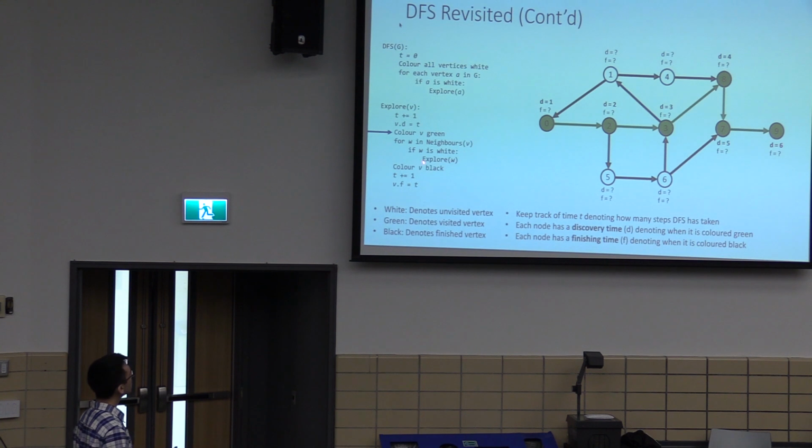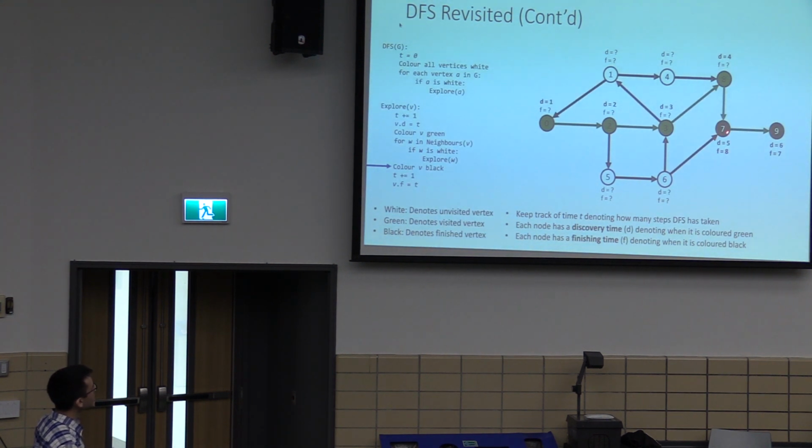Now, in this loop, after we reached 9, we colored it green. We look at all the neighbors of 9, but if you look, there are no neighbors at all, so we are done with this for loop. We reach the part of the code where we color it black. So now it's colored black, and we set its finishing time to 7. Okay, so we finish that, and now we go next.